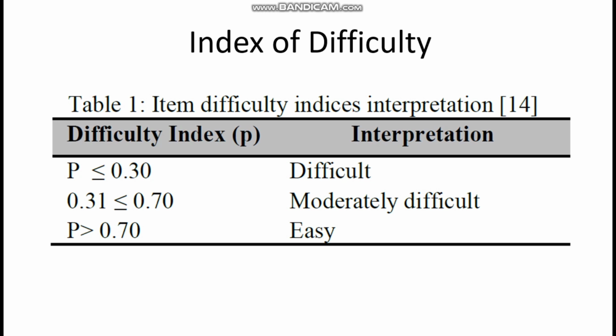Ito naman yung table na magbibigay sa atin ng interpretation ng mga computed difficulty indices. So kapag ang difficulty index or P is less than 0.30, the item is said to be difficult. Kapag siya ay 0.31 to less than or equal to 0.70, that's moderately difficult. And if the p-value or the difficulty index is greater than 0.70, the test or item is easy.